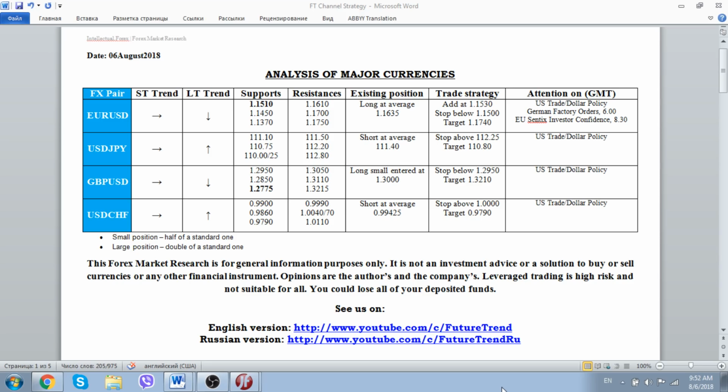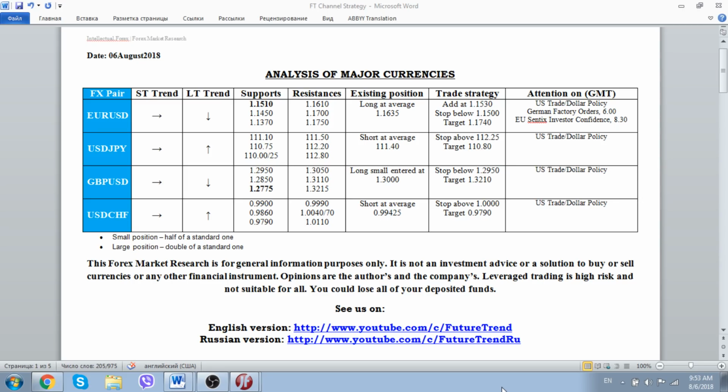As usual in the mornings, we start our analysis of trading of major currencies in the world financial markets for the date of 6th of August 2018. Today we'd like to concentrate your attention on longer-term trends of the United States currency, especially among the four probably major of them: euro dollar, dollar yen, cable and dollar Swiss.